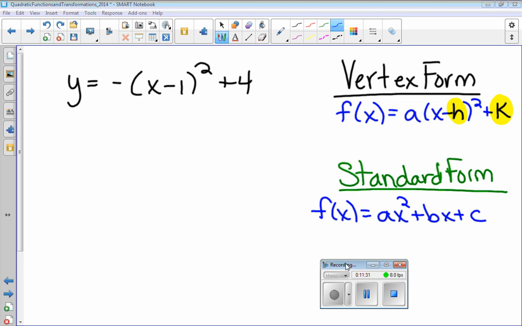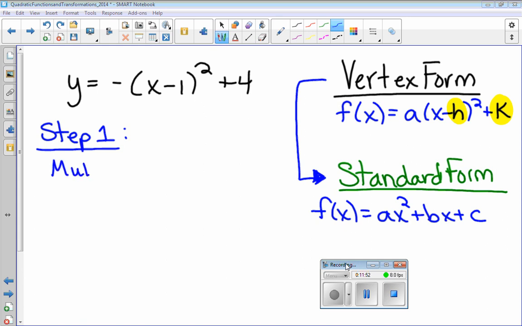Here are the steps to go from, right now we're going from vertex form to standard form. Okay? So step one. You ready? We have to multiply the binomial. What does that mean, Mrs. Knocker? I'm going to show you.